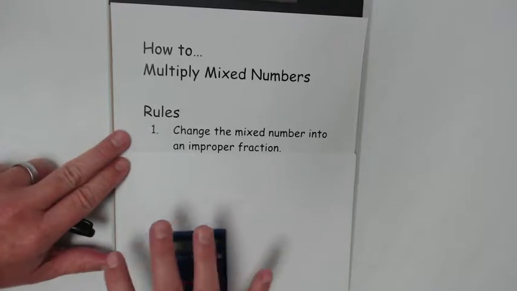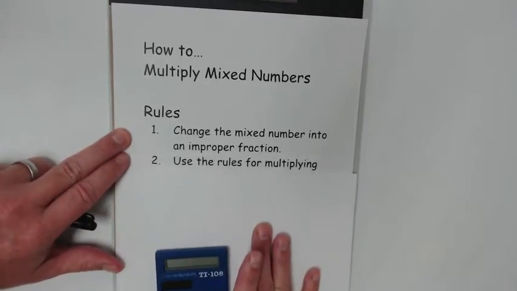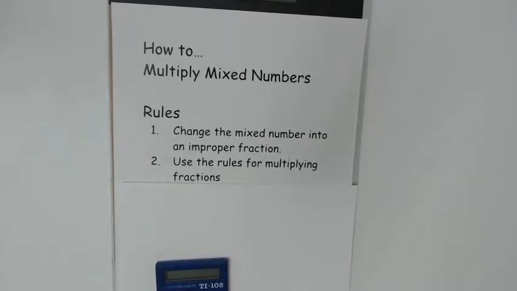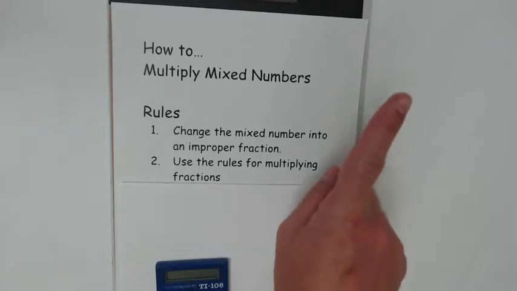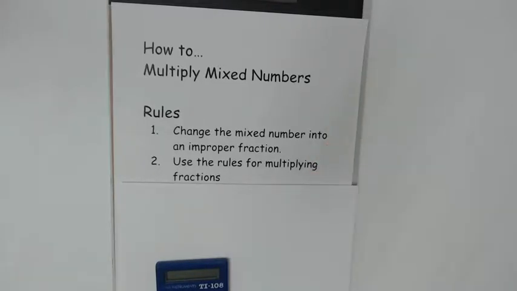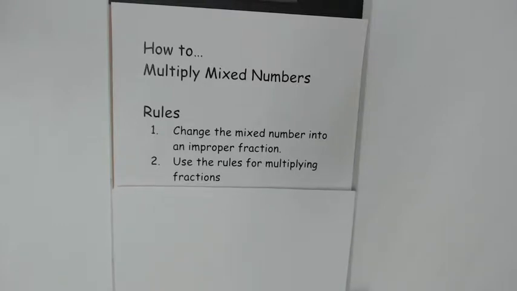Once you change each of the mixed numbers into an improper fraction, then you're going to use the rules for multiplying fractions. Those rules are simply: multiply the top numbers together, multiply the bottom numbers together, and then simplify it. So let's look at our first example.